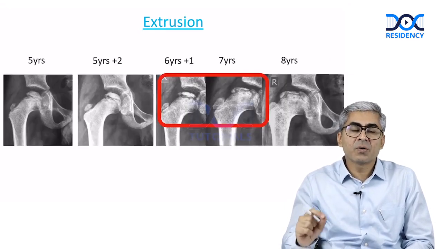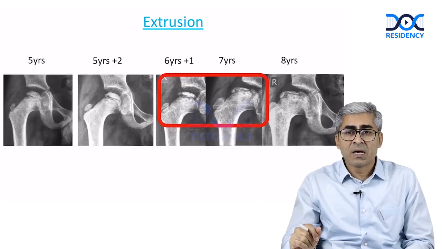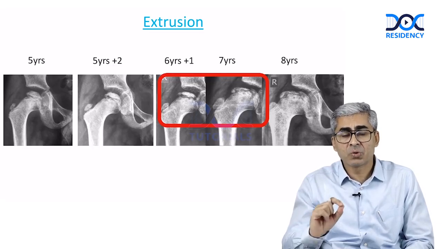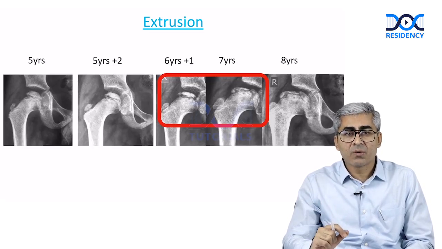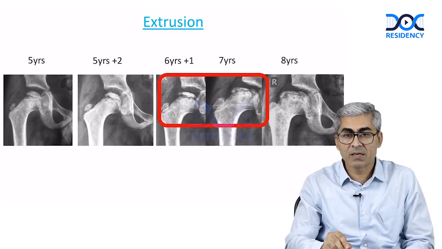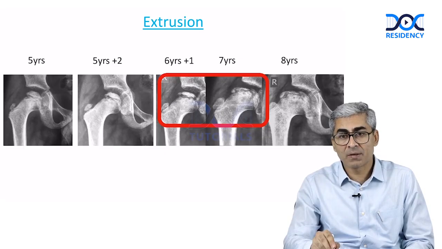So this is an example of a child followed up serially over a long period of time, and he didn't take any treatment, but we have the x-rays to show you. We followed the child from 5 to 8 years. If you see the serial x-rays, the head started fragmenting, and only in the early fragmentation stage, the head started extruding outside and collapsing.